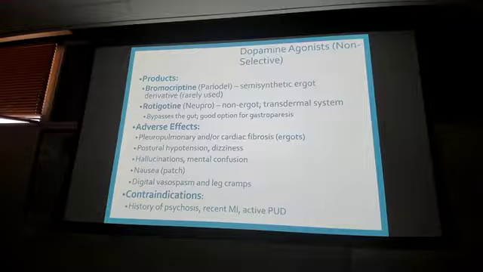Relative contraindication when we're talking about that psychosis, okay? Because remember, we can aggravate it, especially in our elderly patients. Our MI and our active peptic ulcer disease, mostly when we're talking about our ergot again, so that bromocriptine. We see that we can have increased incidence of those peptic ulcers happening in those patients with their ergots. Okay?